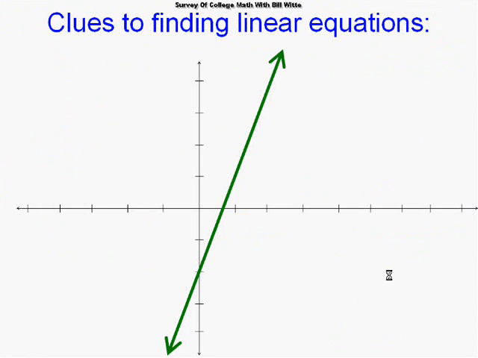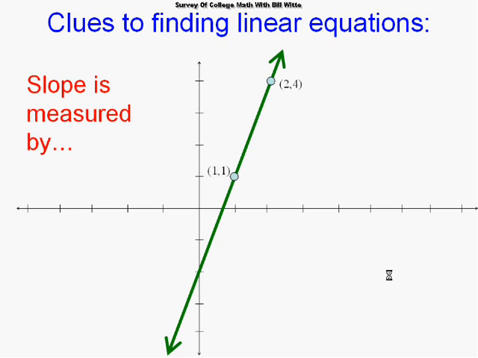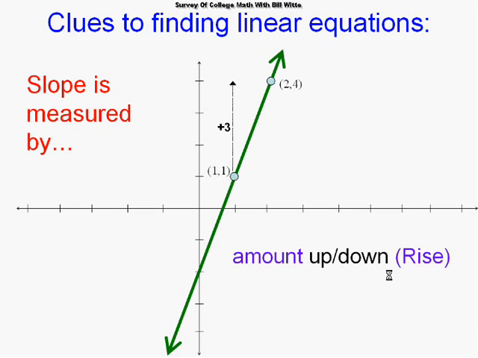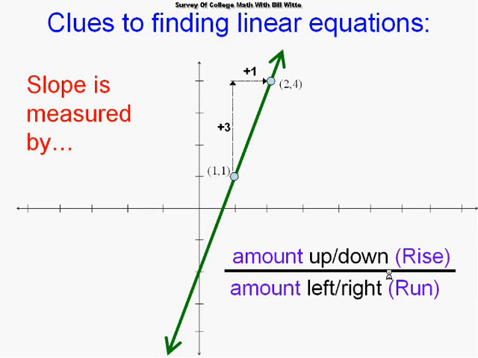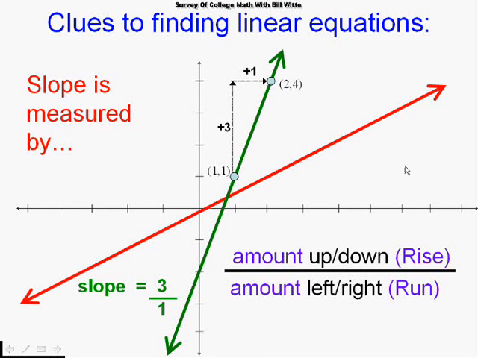What would you do with a brain if you had one? Well, if I give you a picture, you should be able to find at least the slope of this and the y-intercept if you remember what they mean. The slope is measured by between any 2 points, and I picked easy ones, the amount you go up, called the rise, divided by the amount you go over, called the run. In this case, I went up 3 between these 2 points. I went up 3 and over 1.